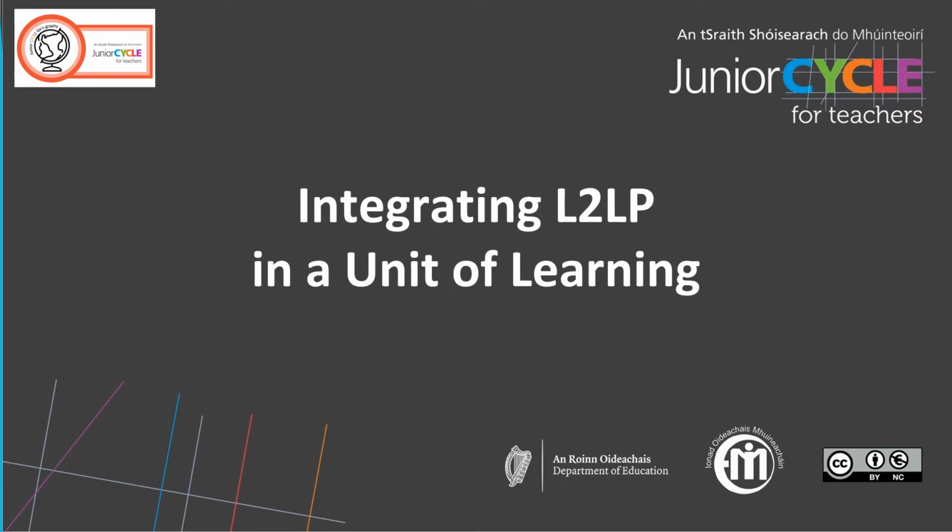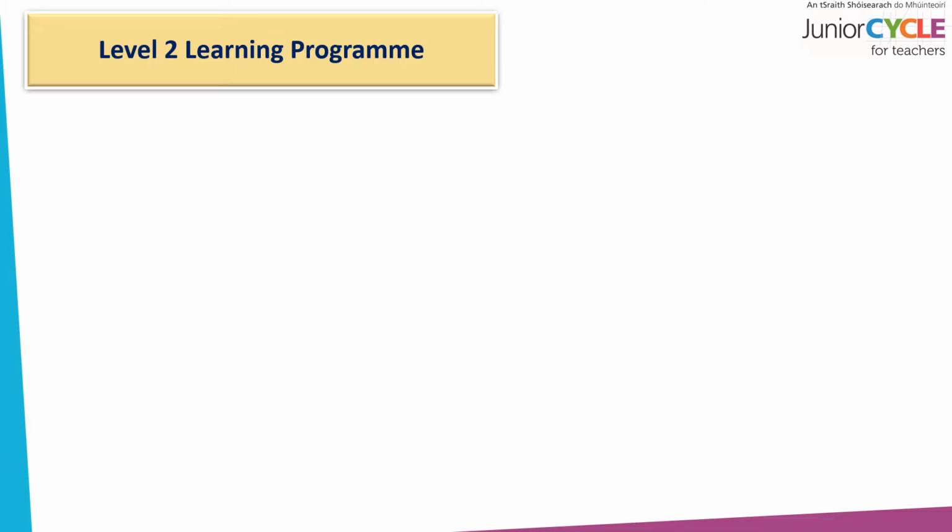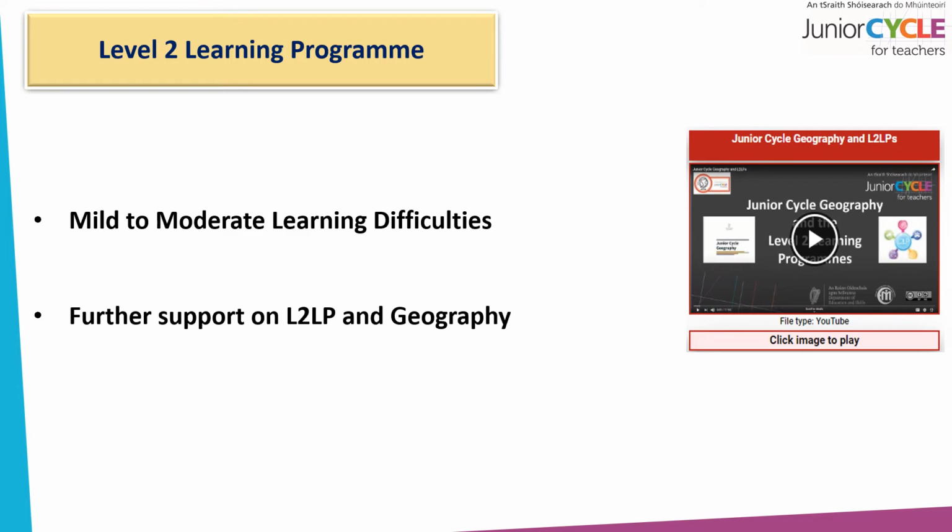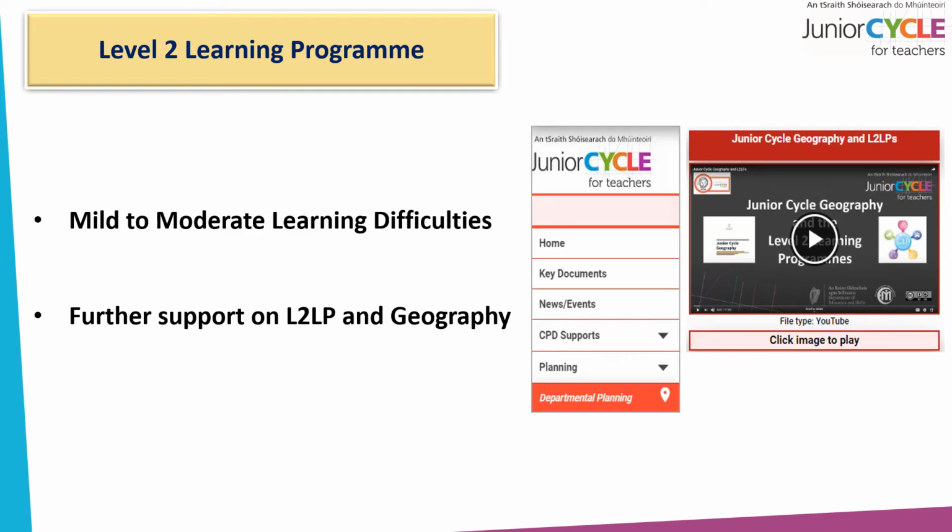This screencast will introduce the Level 2 learning programme and show how it can be integrated into a unit of learning to support an inclusive learning environment. The Level 2 learning programme is designed for students with mild to moderate learning difficulties. For more comprehensive support in understanding and applying the Level 2 learning programme, there is a more detailed screencast available on Junior Cycle Geography in the Level 2 learning programme, which can be found under Departmental Planning in the Geography section of the JCT website.